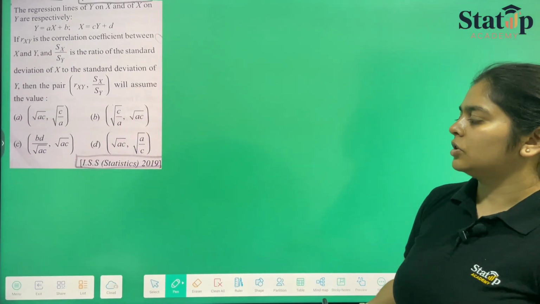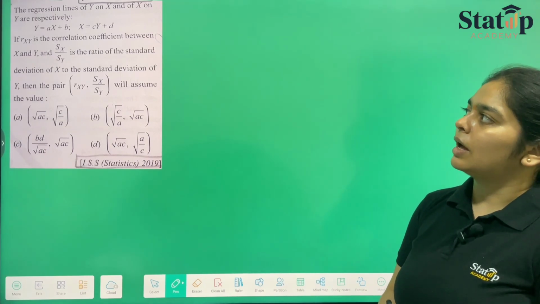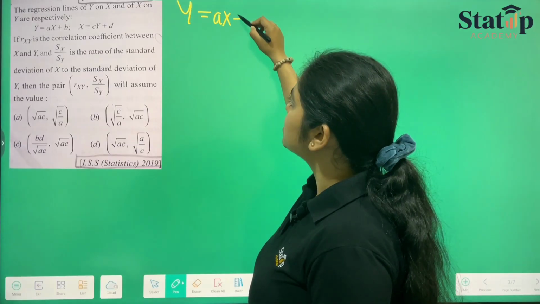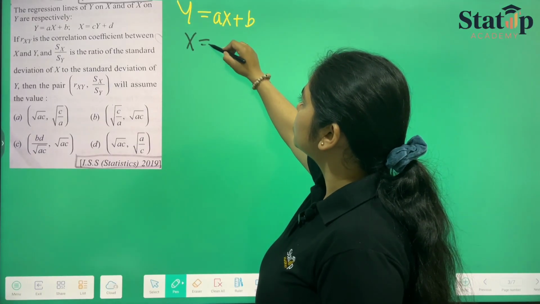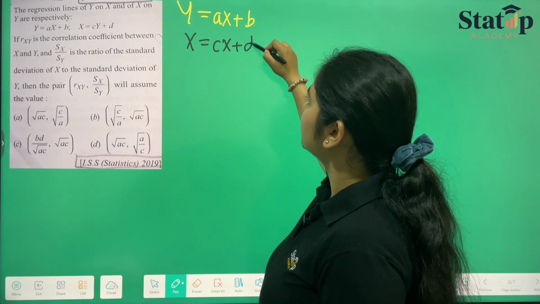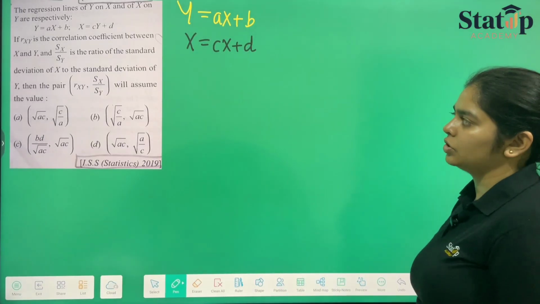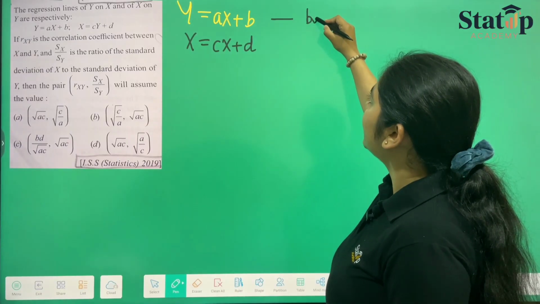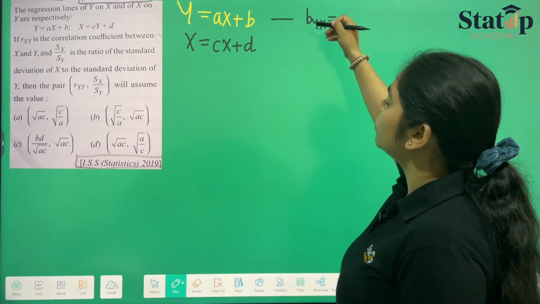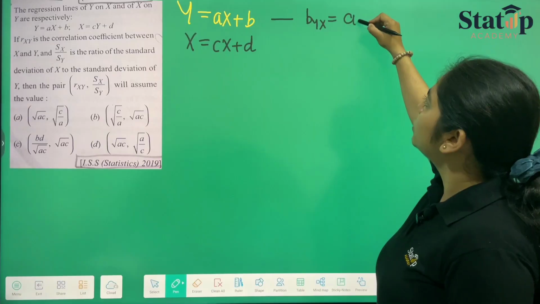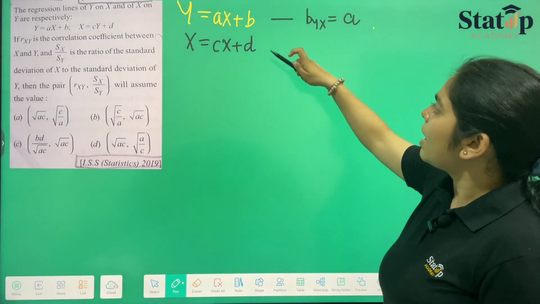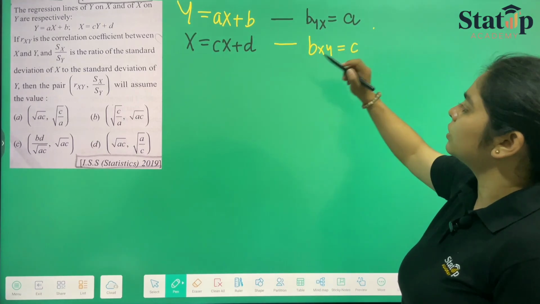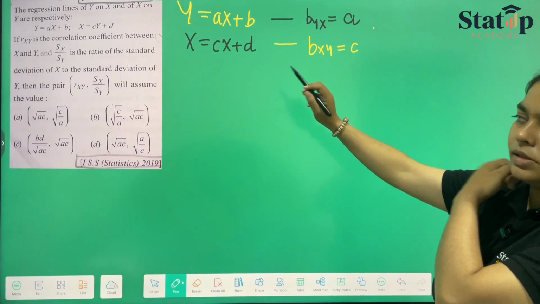Here is another question from 2019 where they have given us two equations. Y equals ax plus b and x equals cy plus d. These are two regression equations. So first of all, let us calculate byx, which is the regression coefficient of y on x, which will be equal to a. The coefficient of x is a, and bxy, the regression coefficient of x on y, will be equal to c.